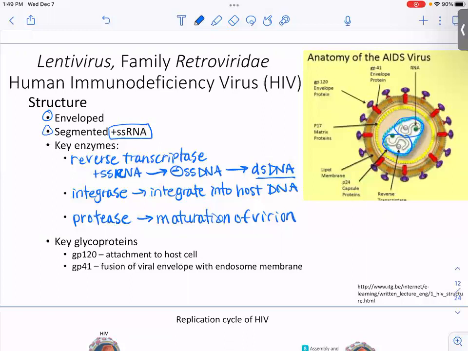Okay. Also, a couple of key glycoproteins. This figure up here is a little bit more complicated than what I'm interested in you knowing. This GP120, that is these purple heads there. It's an envelope protein. It's important for attachment to the host cell, and GP41, that's this red portion here, so that the viral envelope can fuse with the endosome, basically in the uncoating process.